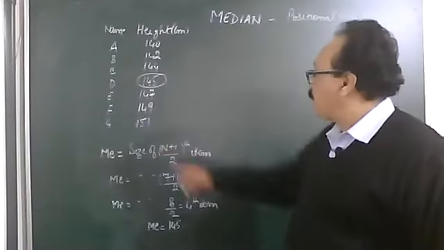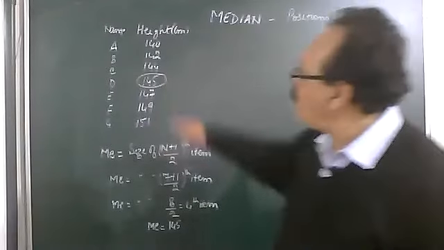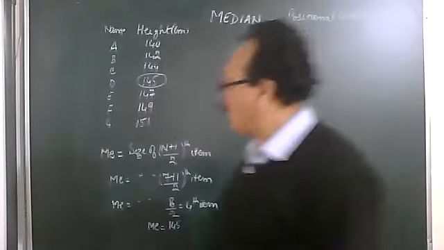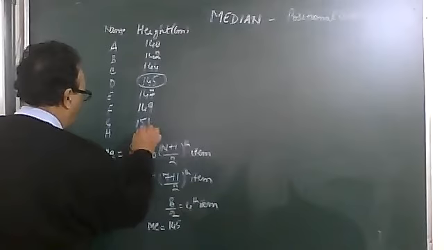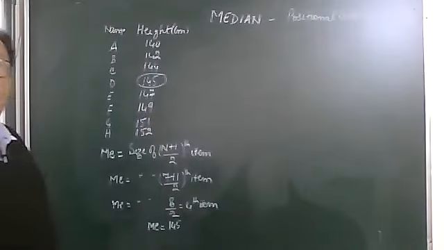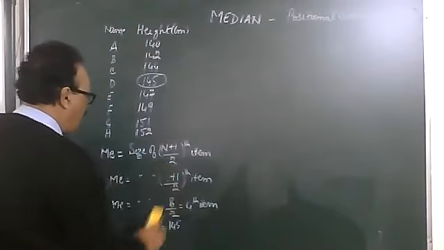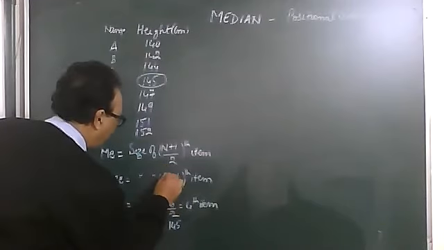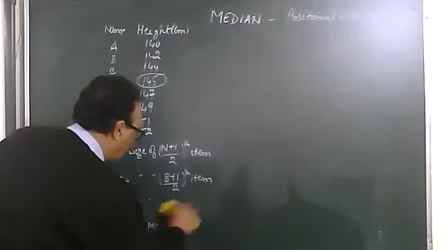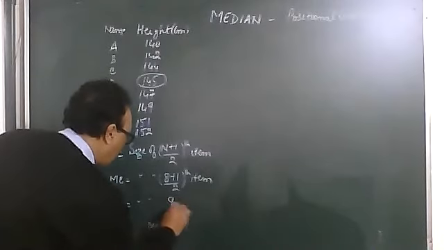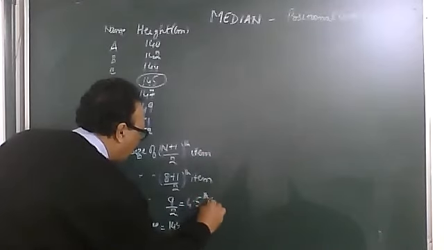Okay. So median is equal to 145. Now this is when we have an odd number. Let us take one more value in this: 152. Now what happens? Your n will be 8 plus 1, that would be 9 upon 2, and that would be the 4.5th item.